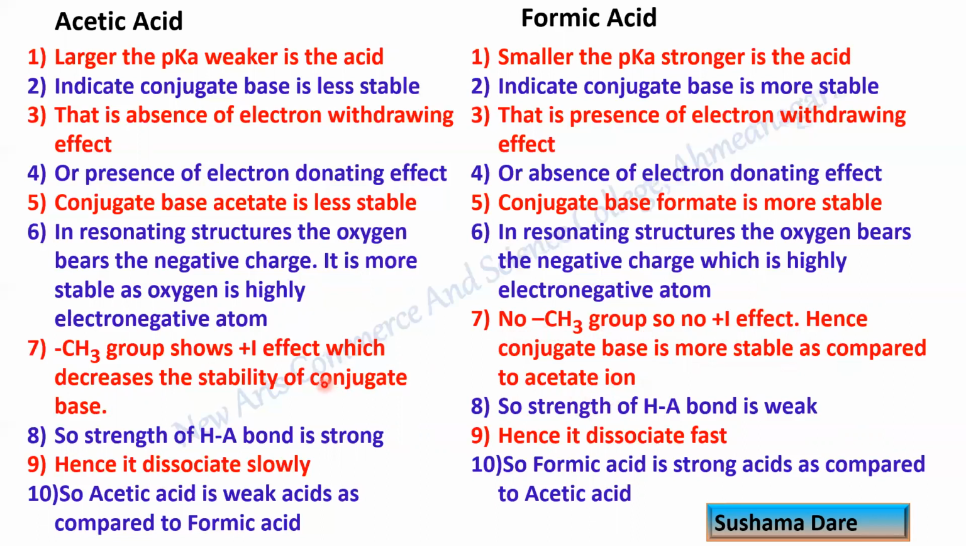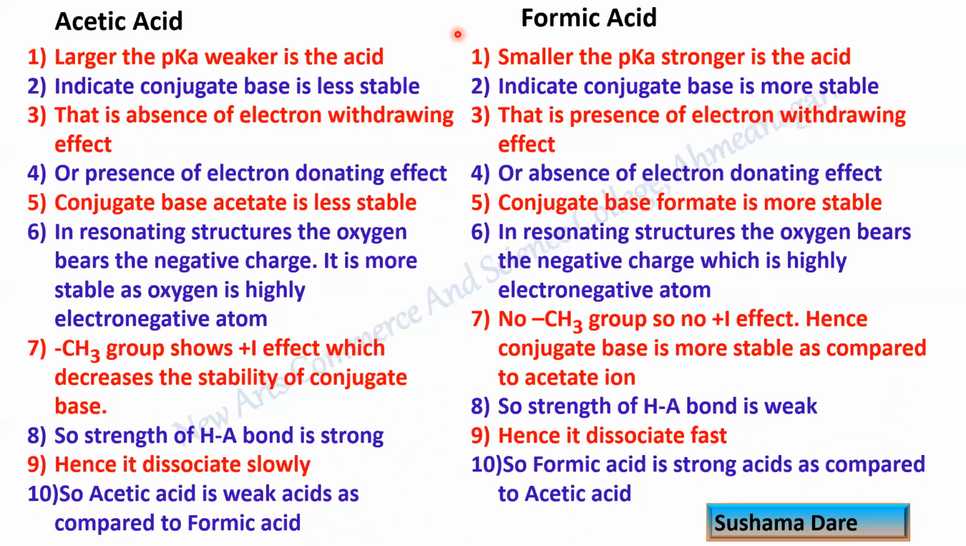If the conjugate base is less stable, what does that indicate? The HA bond is strong, while the other HA bond is weak. A strong HA bond means it dissociates slowly, while this one dissociates fast. So acetic acid is a weak acid as compared to formic acid. In that way, we have to explain these two acids on the basis of stability of the conjugate base.